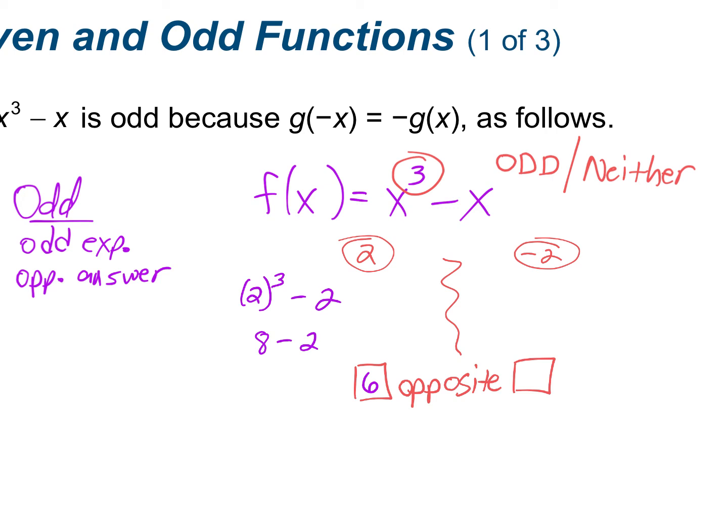Now I'm going to plug in negative 2 cubed. So it's negative 2 cubed minus negative 2. Make sure you get your sign right. So I have negative 8 plus 2, right? What's negative 8 plus 2? Negative 6. Are those two numbers opposites? Yes. Then you just proved that your function is odd.